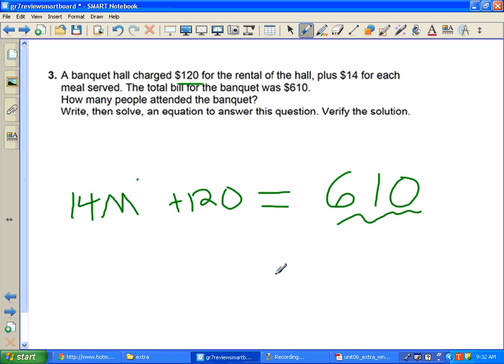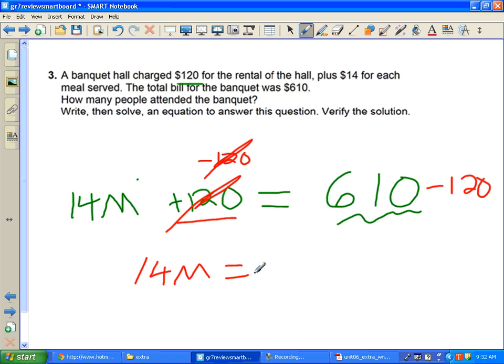So now we've got to figure out how many people came in order for it to total that much. Well, the first step is first. We're going to solve this. We've got plus 120 here, don't we? So to get rid of the plus 120, we take away 120 from each side. That'll cancel it out. And of course, we take away 120 from this side. So we're left with 14m equals 610 take away 120. Well, if I go 610 take away 100, that leaves us with 510. And then take away another 10 leaves us with 500. And then take away another 10 leaves us with $490.